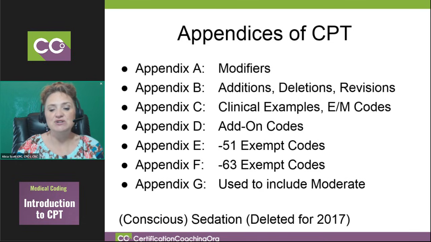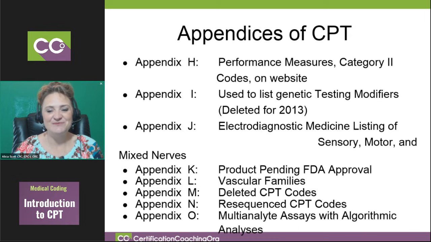Appendix G is used to include moderate sedation. And I think they deleted that in 2017. So they may or may not ask you about that, but that wouldn't necessarily be a very good test question. What was Appendix G used for? Especially if it's not relevant anymore, right? But it will still be in the manual. It'll be in your manual forever, and it'll say what it's used for, and then it'll say it's deleted, and then there just won't be anything else on the page. They do that often.